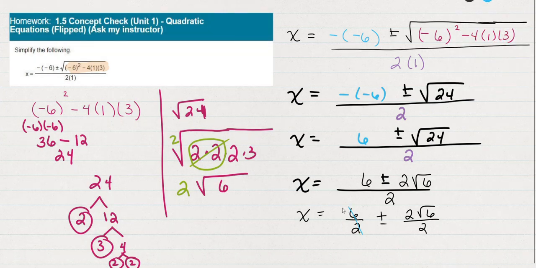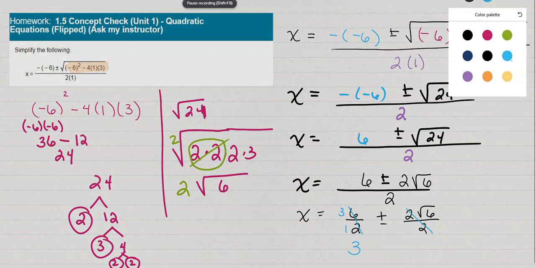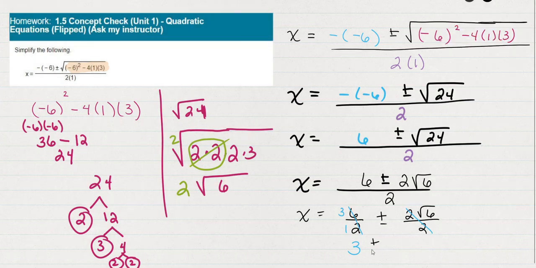And so when I reduce, this 6 divides by 2. 6 divided by 2 is 3. 2 divided by 2 is 1. So the 6 divided by 2 is just 3. And then the 2 divides out the 2. So we have 3 plus or minus the square root of 6. And 6 is what's left. And that's it. That's the final simplified version of this expression.